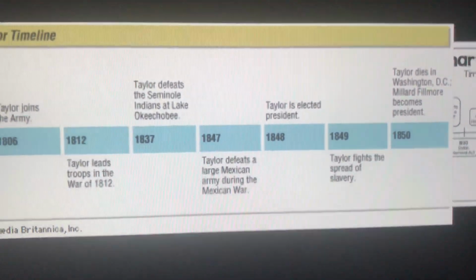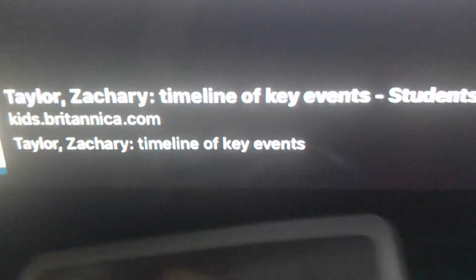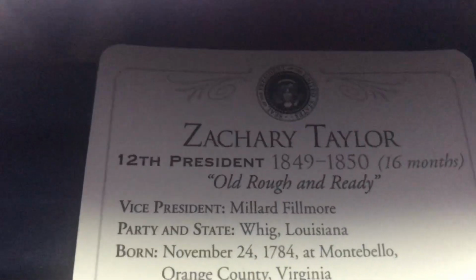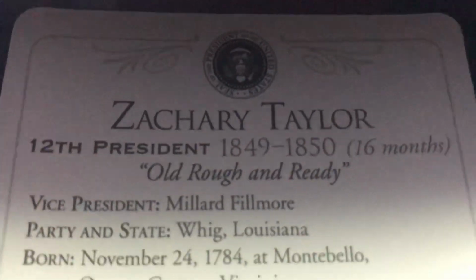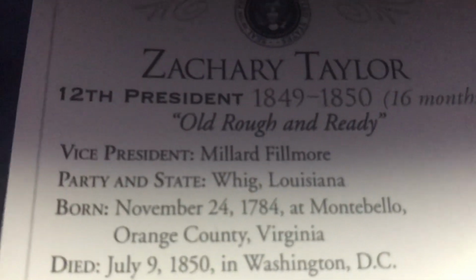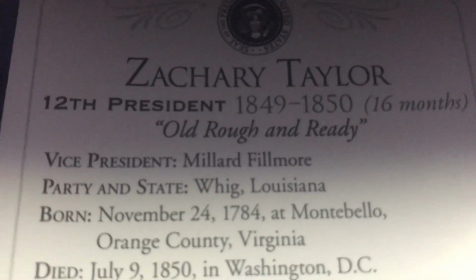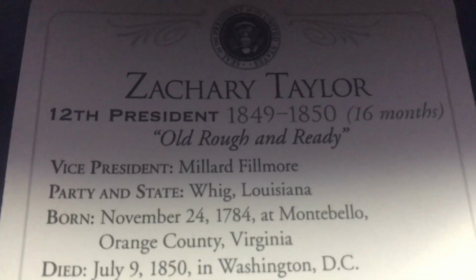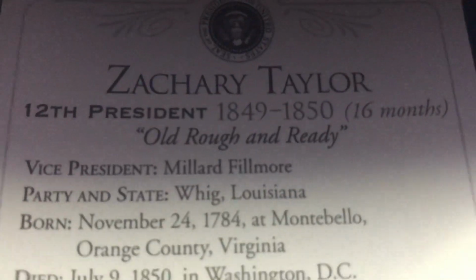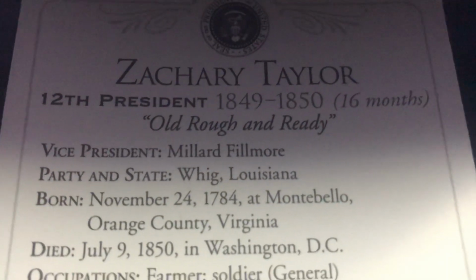And now we're gonna look at the card. Nickname: Old Rough and Ready. Serving in office for only 16 months, of course. The vice president was Millard Fillmore. Yeah, party and state. His party was Whig, of course. And the state which he was in the most was Louisiana.